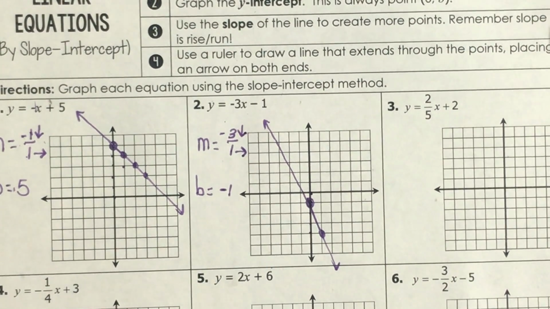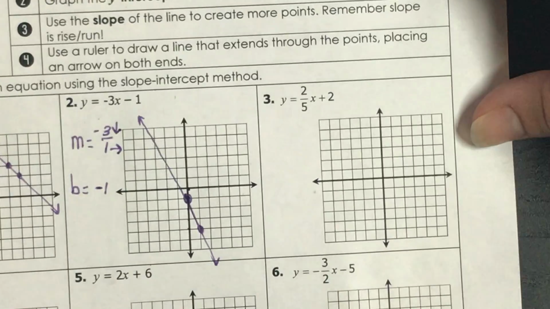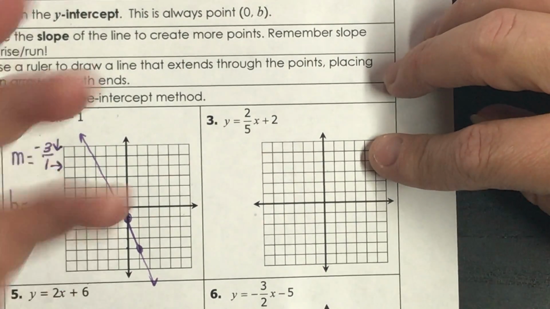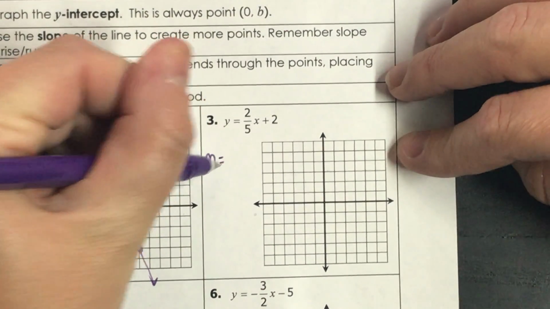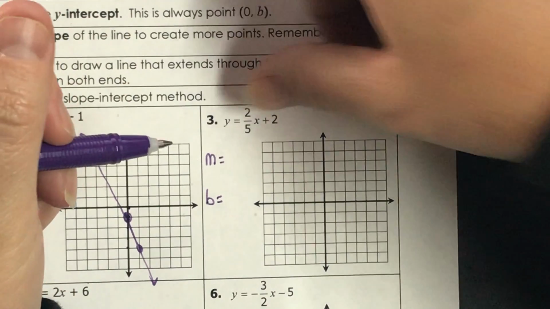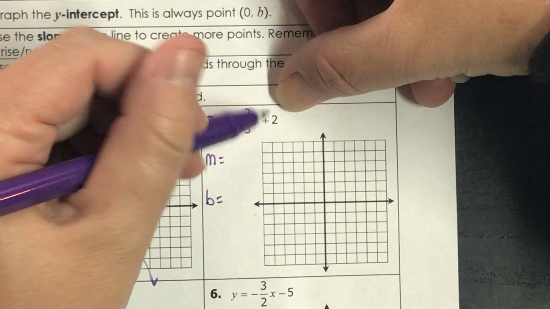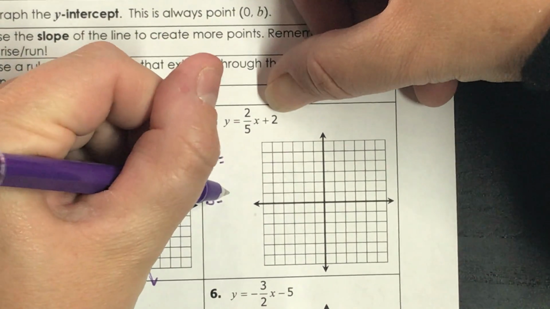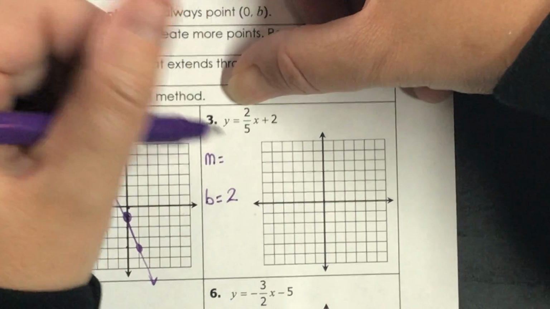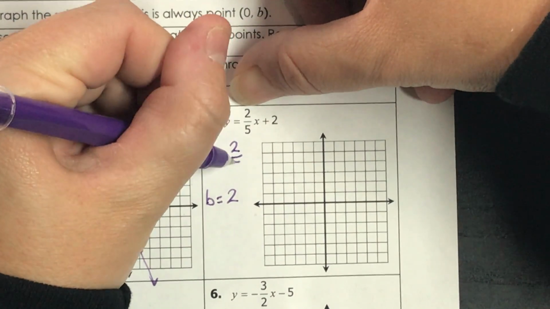Let's look at maybe a couple more just so you can kind of see what's going on here. Number 3, again, identify the slope, identify the y-intercept from the equation. Your y-intercept is whatever's being added or subtracted on the end. That's a 2. Your slope is 2/5.